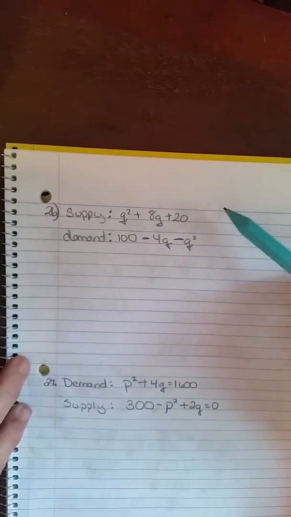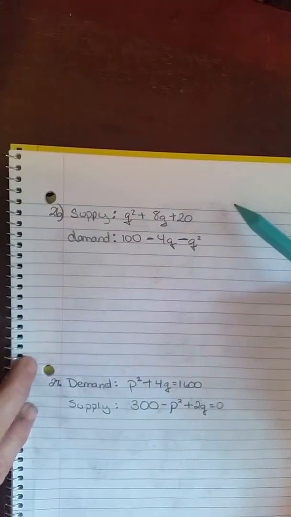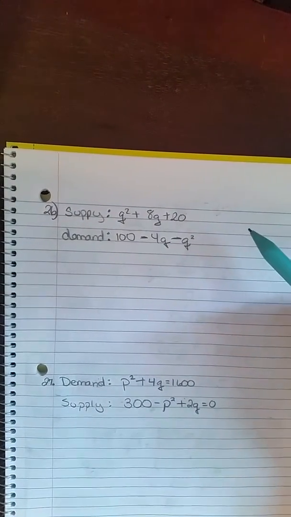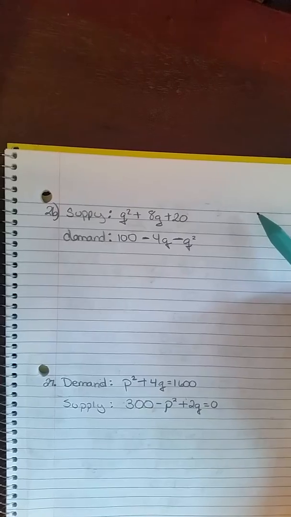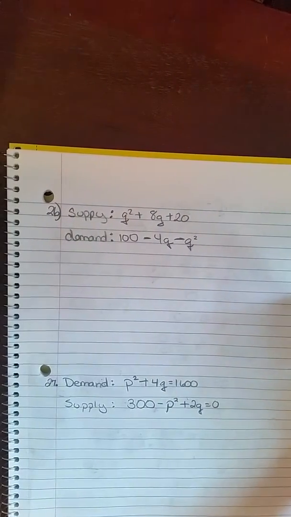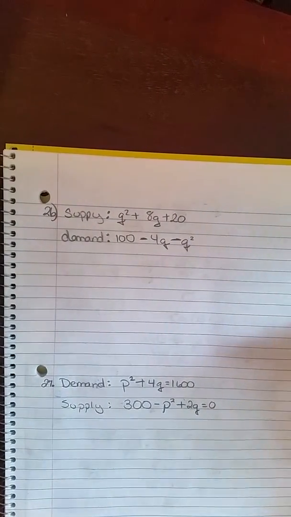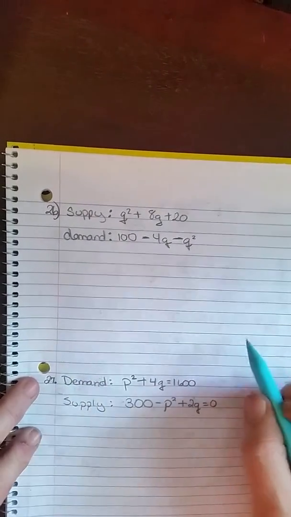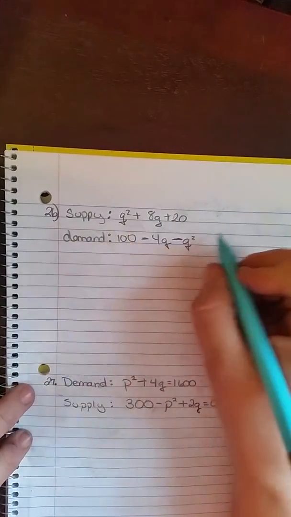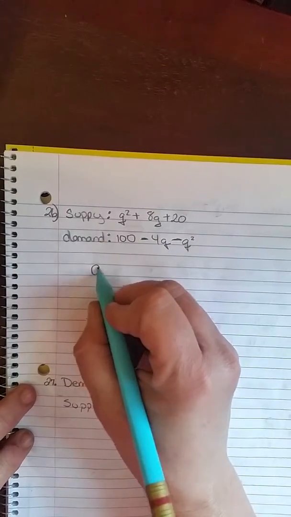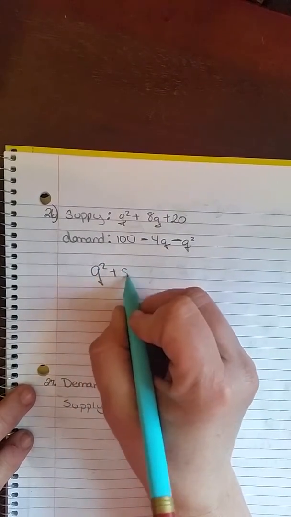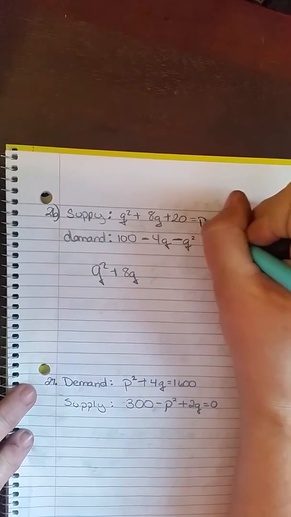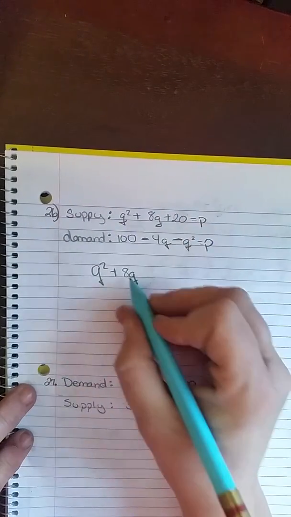Again, this is 2.3, video 3, problems 26 and 27. These are also supply and demand problems, asking us to find the equilibrium price and quantity. Again, we set them equal to each other. I wrote these incorrectly. These should say equal P.